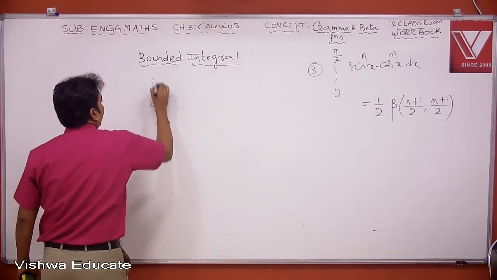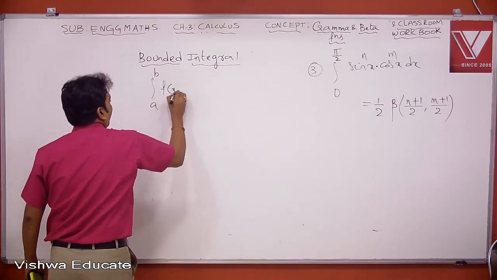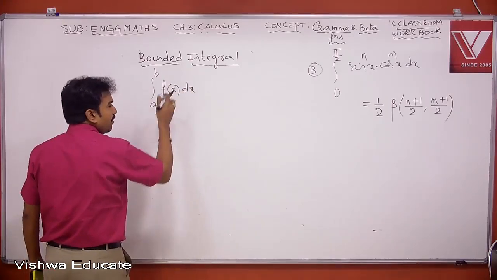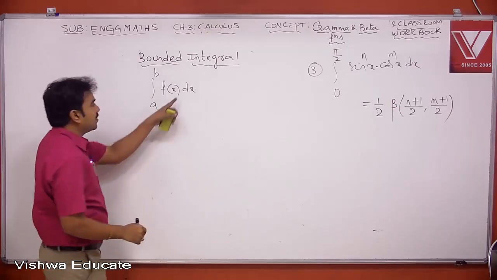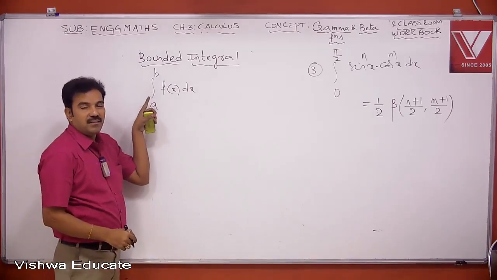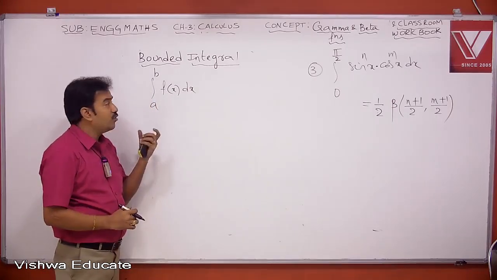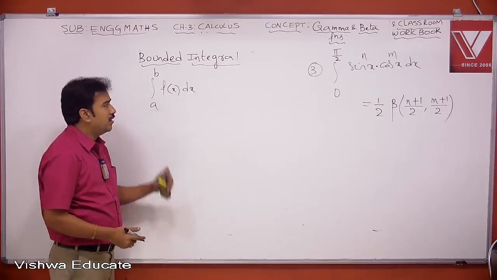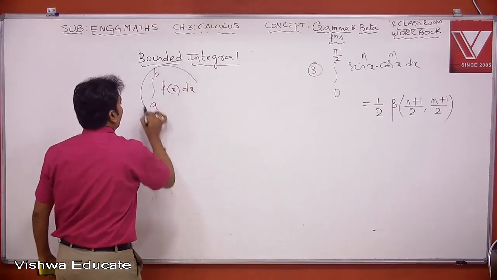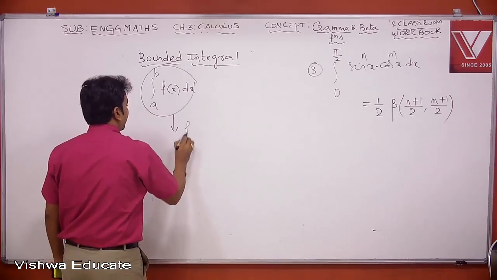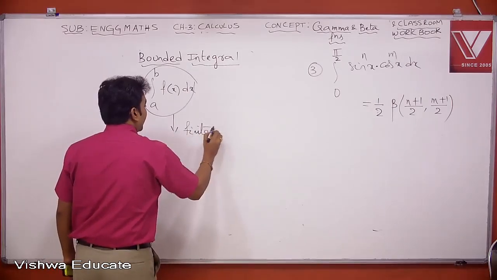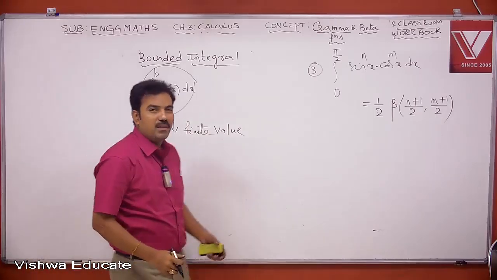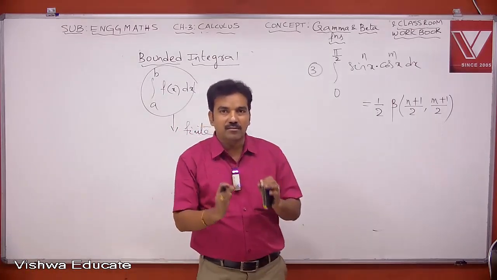Suppose we have an integral a to b f of x dx. Whenever this value is a finite value, don't think that this value is always finite. If you take some different limits, the value may not converge to a finite limit. Converge means it approaches. So if this integral is a finite value, then we say that this integral is called a bounded integral. Basically bounded means a limited area, finite value.